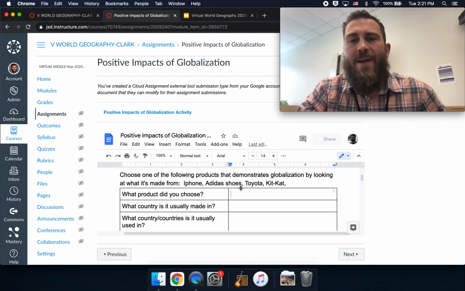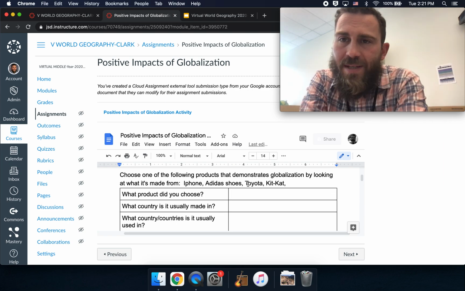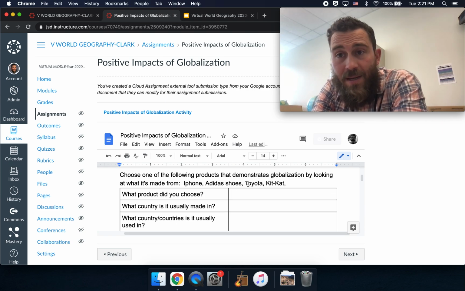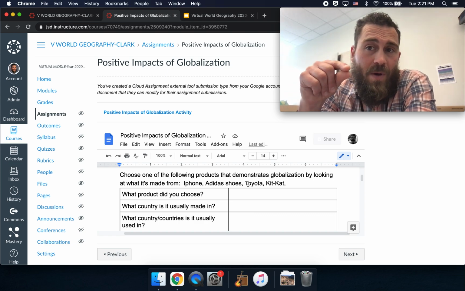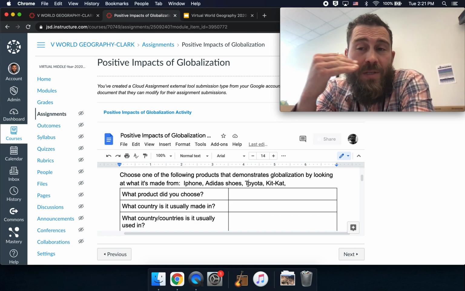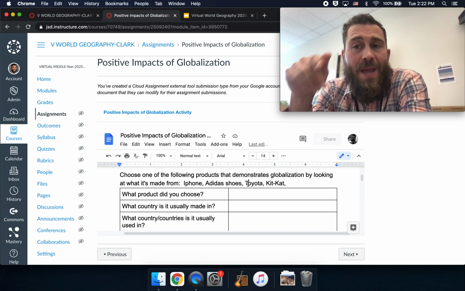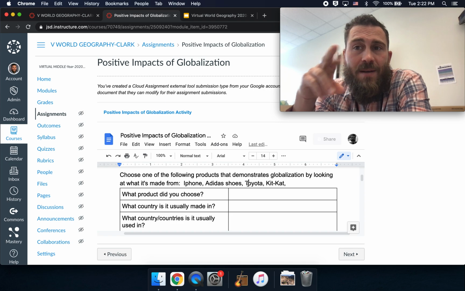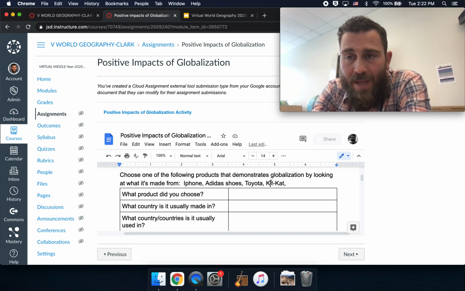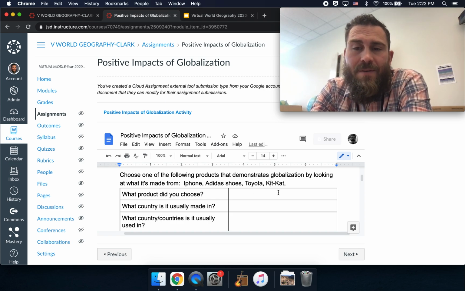So you might find Toyota and be like, oh, well, it's Japanese. It's made in Japan. But then you look into it, and most Toyota trucks that we find in the U.S. may be designed in Japan, but are actually built here in the U.S. at a few different plants. Kit Kats, you're going to find a lot of different stuff. There's a lot of interesting stuff.